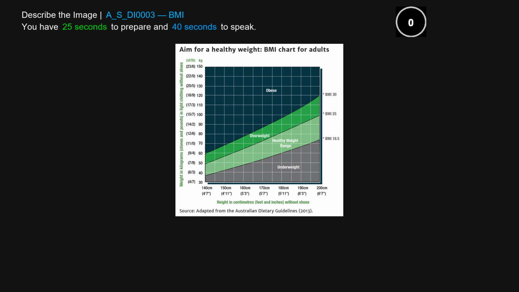The highest BMI is 30, whereas the lowest BMI is 18.5. To conclude, the image is very informative and gives information about BMI.